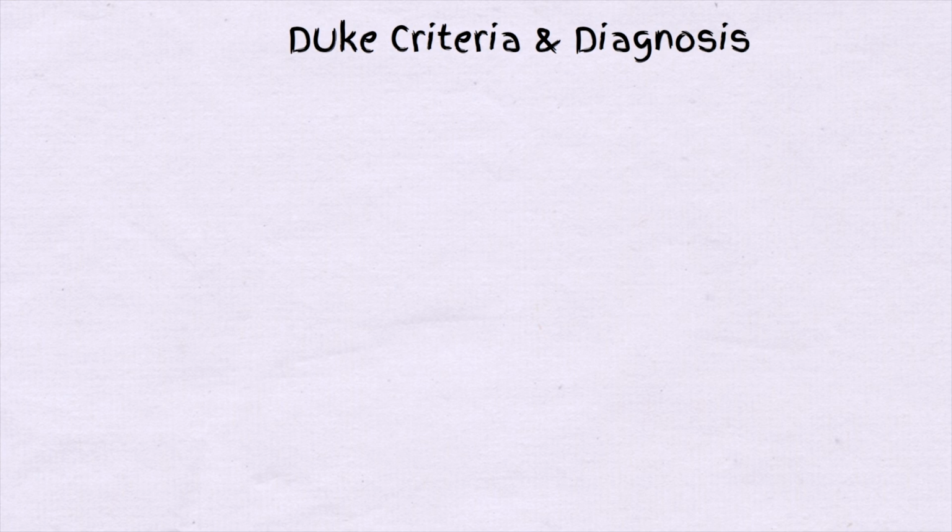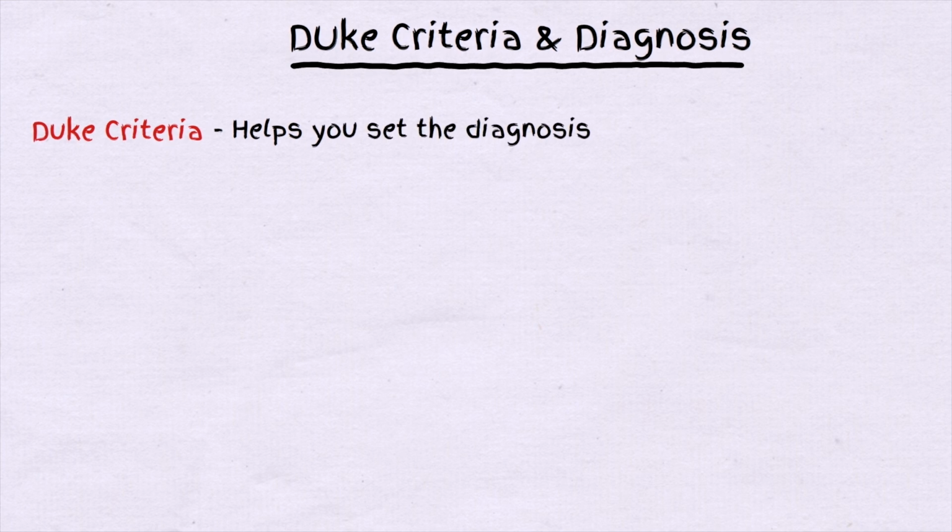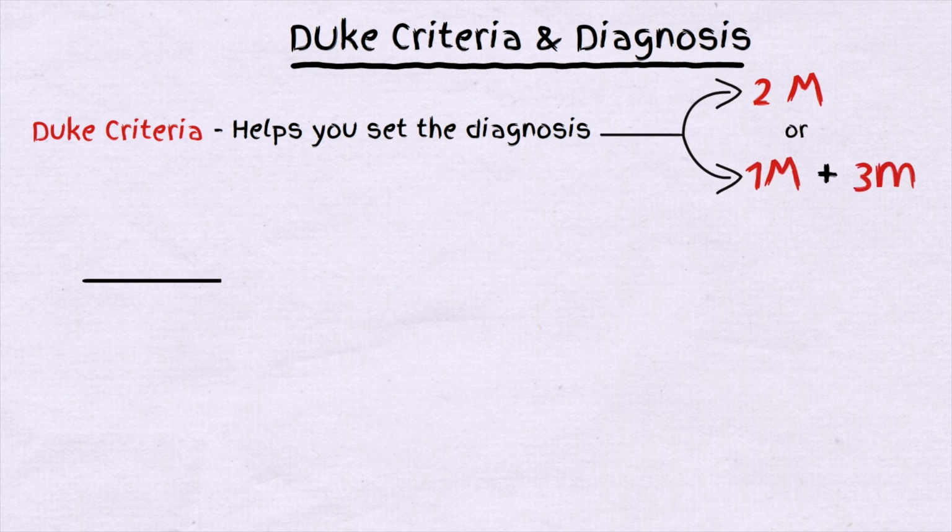What are the Duke criteria, and how can we diagnose infective endocarditis? The Duke criteria contain both clinical and paraclinical features that will help you set the diagnosis of infective endocarditis. There are 2 important major criteria and 4 minor criteria. As a rule of thumb, for the final diagnosis to be completed, the patient must have either 2 major criteria or 1 major criterion and 3 minor.